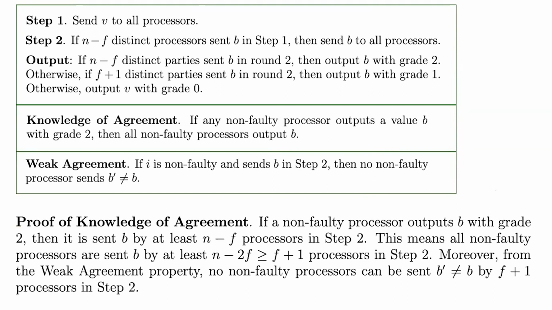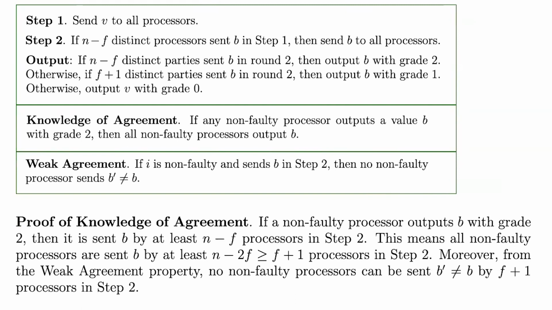So let's prove knowledge of agreement. If a non-faulty processor outputs B with grade 2, then it's been sent B by at least n minus f processors in step 2. That's what the instructions say.